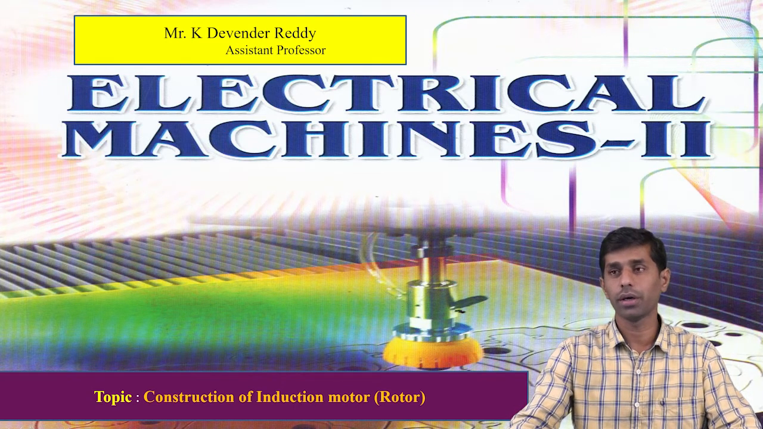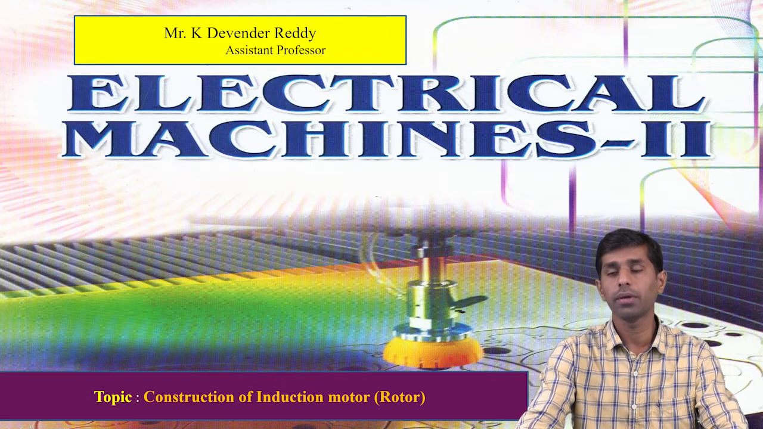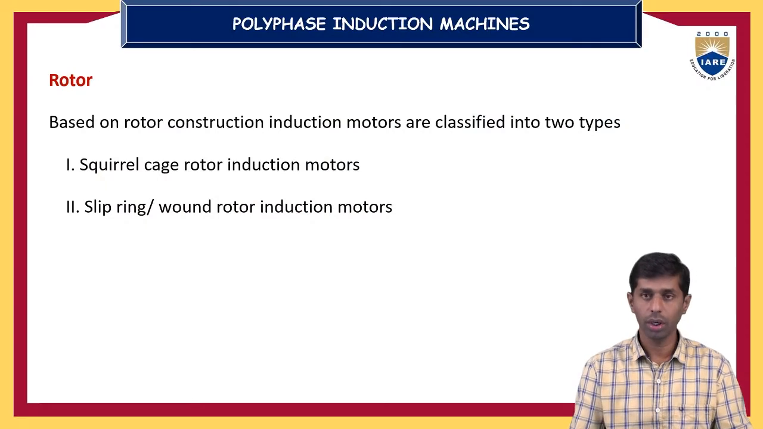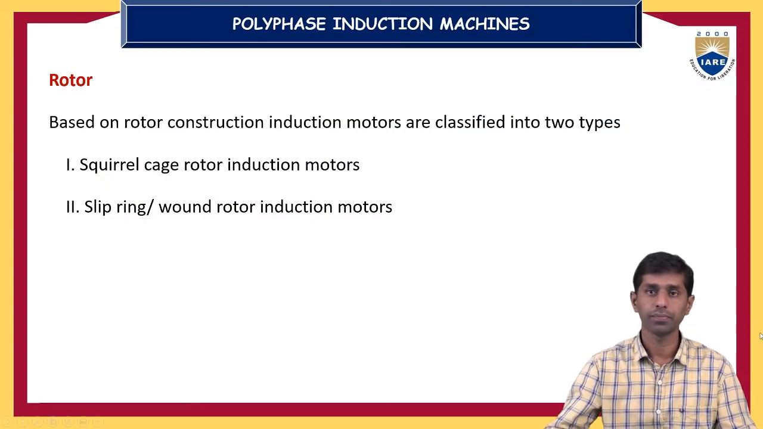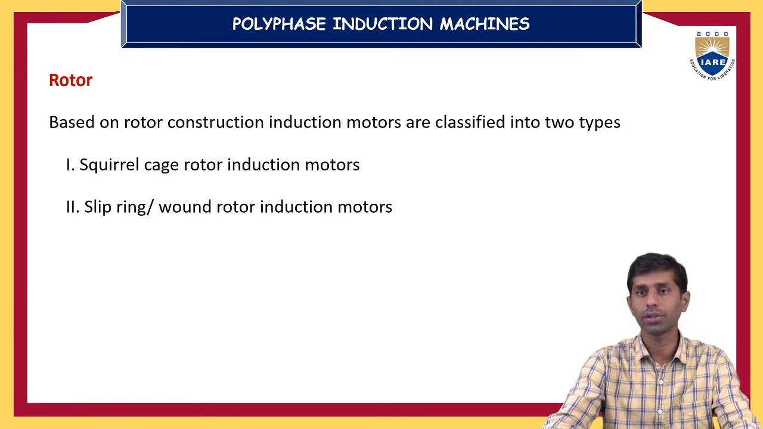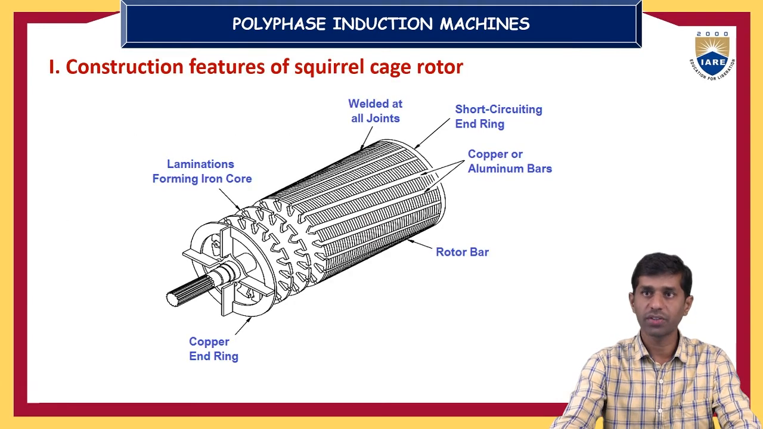In this video, I am going to teach the types of rotor and the rotor construction of a three-phase induction motor. According to the type of rotor, three-phase induction motors are classified into two types: one is squirrel cage rotor induction motors, and the other is slip ring or wound rotor induction motors. Constructional features of squirrel cage rotor.